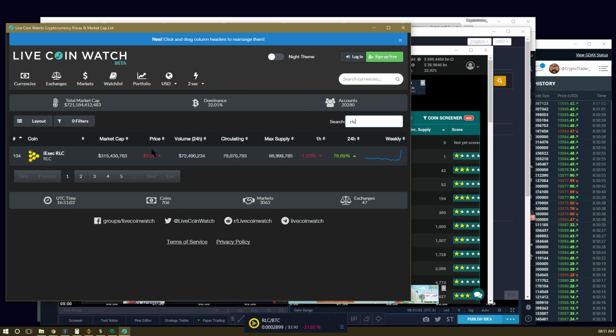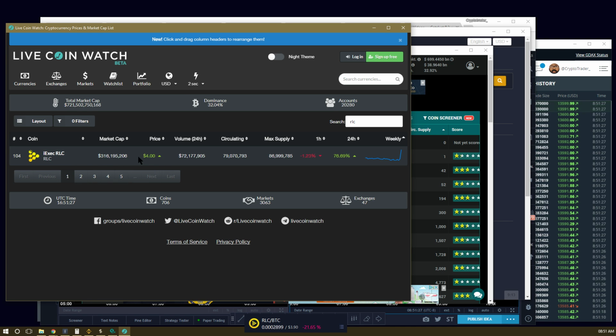Okay, here it is right here. It popped up. See, RLC. I typed the wrong thing in. I've been giving Live Coin Watch mad problems. Look, 70-some%. It's at $3. This is the weekly. Of course it looks like this on the weekly. If this wasn't a weekly chart, it wouldn't look like that. It's $4. It's actually down. Market cap is only 316 million. The maximum supply of the coins is pretty low for this low market cap. I don't know if this market cap is real.